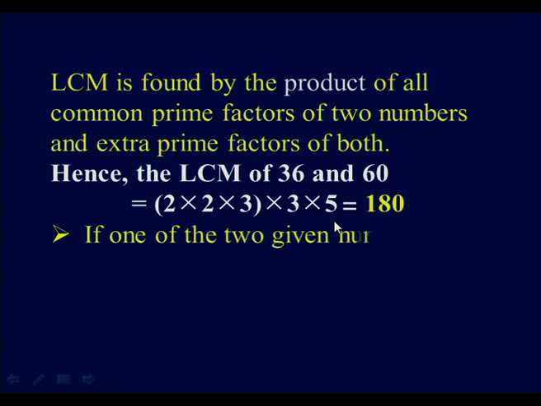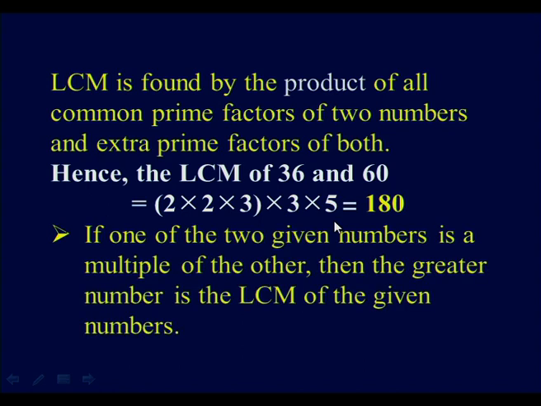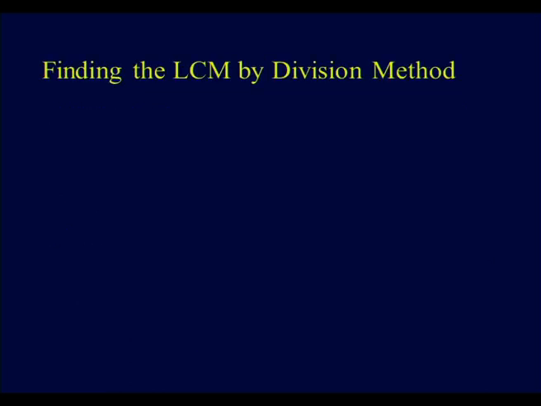Now, if one of the two given numbers is a multiple of the other, then the greater number will be the LCM of the given numbers. Find the LCM by division method. Now, find the LCM of 24 and 90.